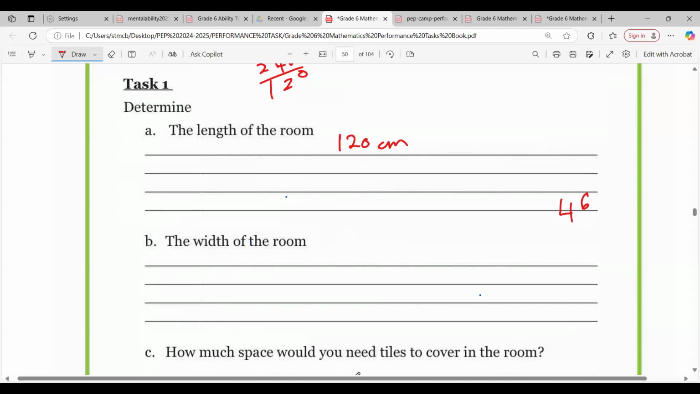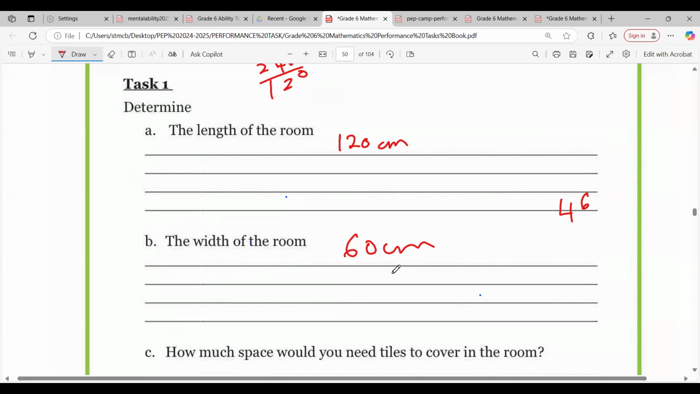So the width would have been 60. So let's put in that information now. So this would have given you the marks. The length is 60. The width is 60. The length is 120. All right.